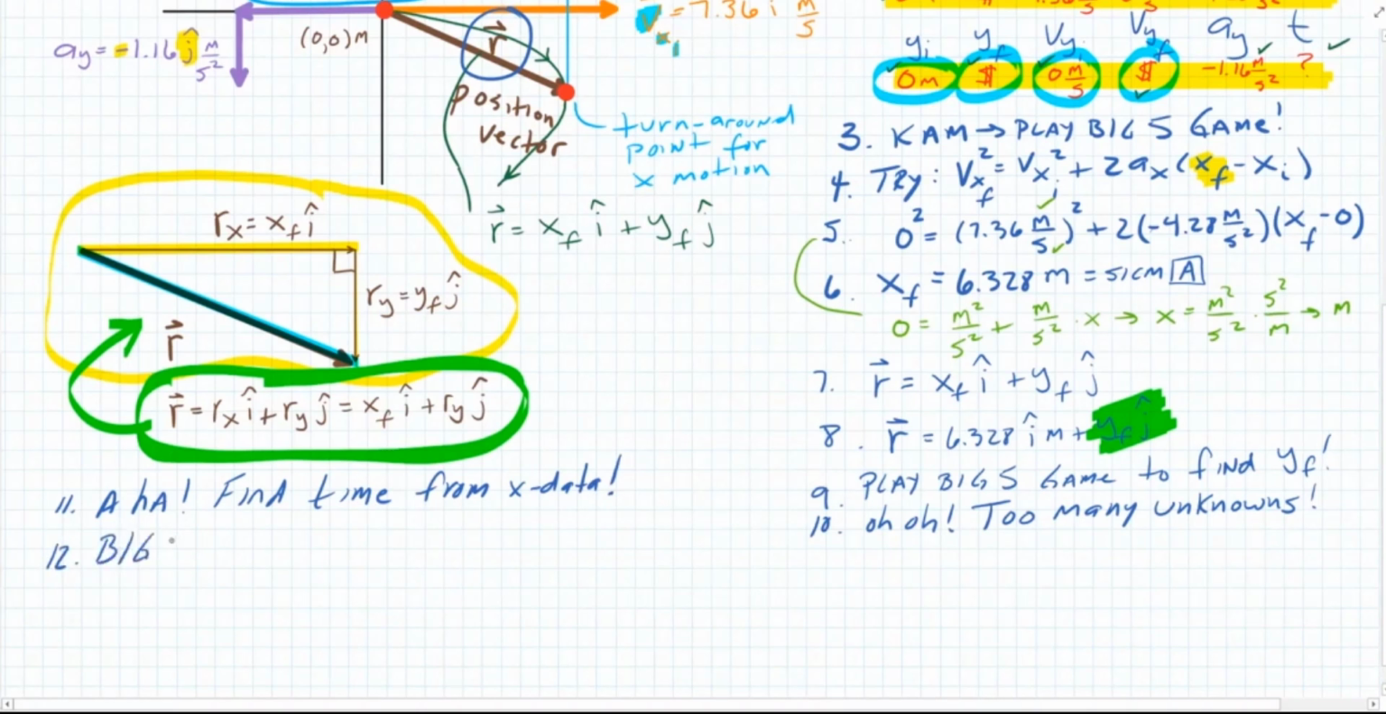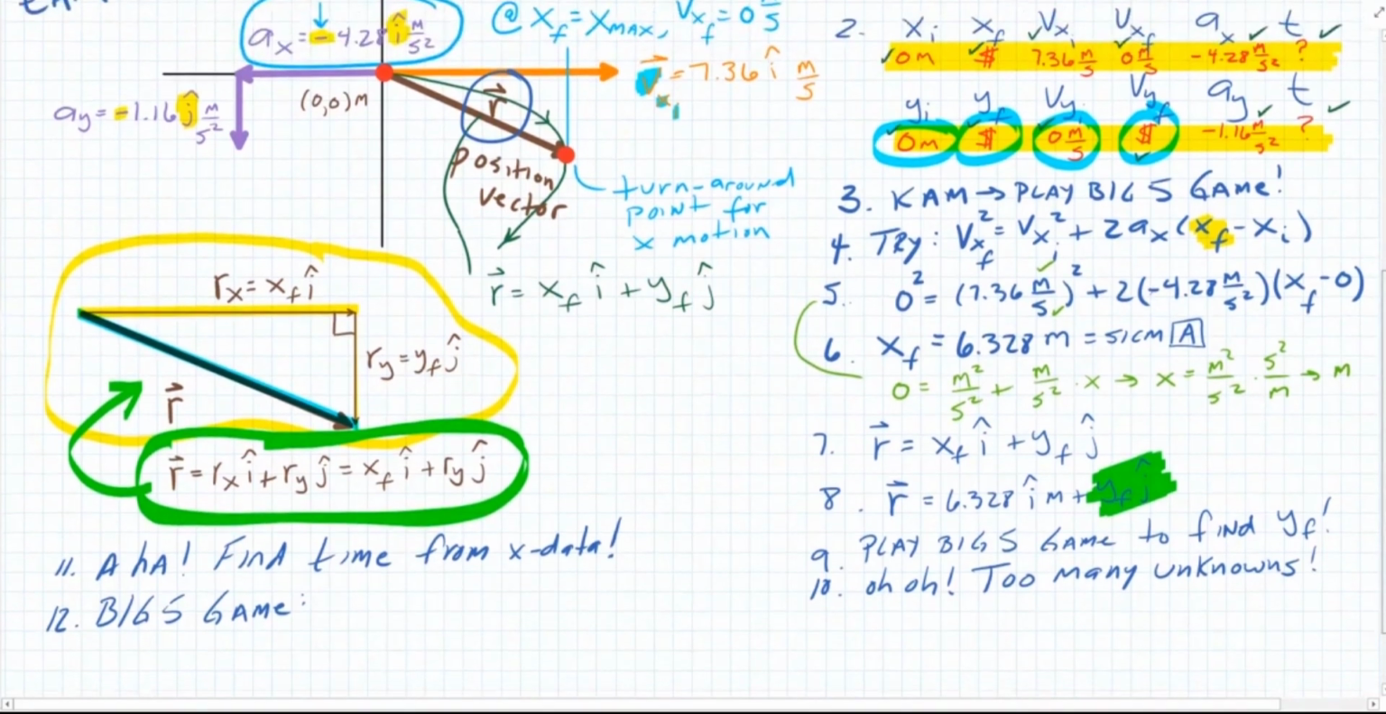So if I play the Big Five game, at this point, you would look at your green sheets and you would certainly remember that there's a lot of derived equations, and I'm going to look specifically at this Big 5 equation. Based on what I know, I'm going to look at Vx final equals Vx initial plus A sub x t.